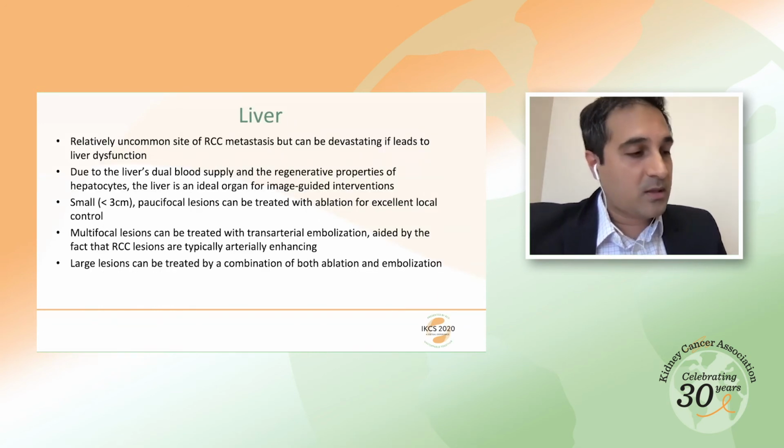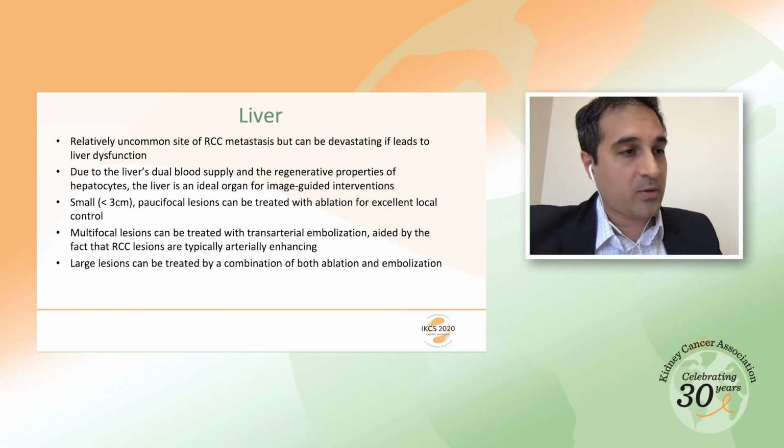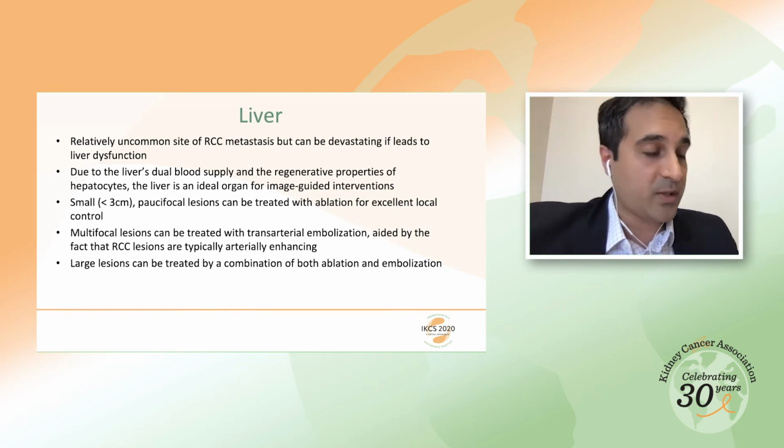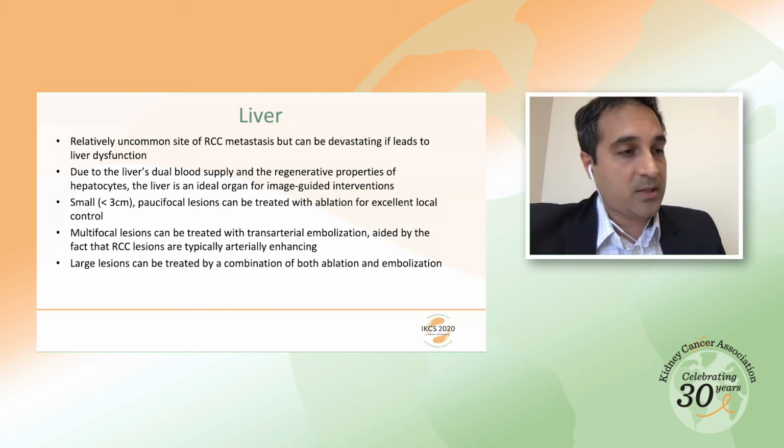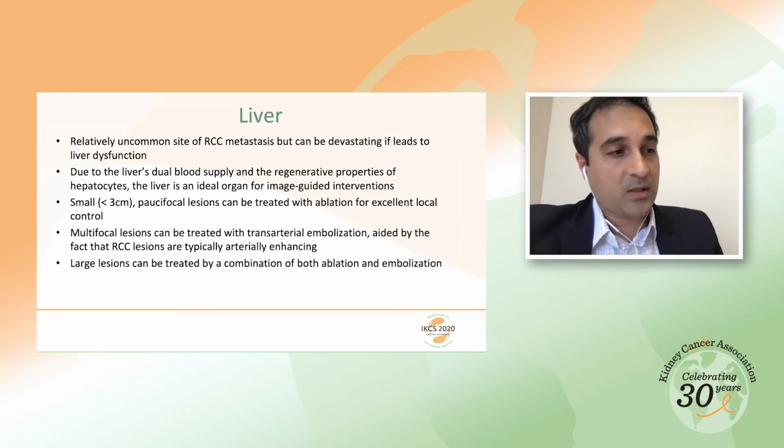The liver is a not very common site for metastasis from renal cell, but the complications that can occur from these liver metastases are often devastating. And so we take a fairly aggressive approach at treating these lesions. This approach is also often benefited by the fact that the liver has a dual blood supply. So we can be reasonably aggressive with our transarterial embolization and still preserve blood flow to the normal liver parenchyma. Likewise, injured hepatocytes can regenerate, and so ablation can be performed fairly aggressively here as well.